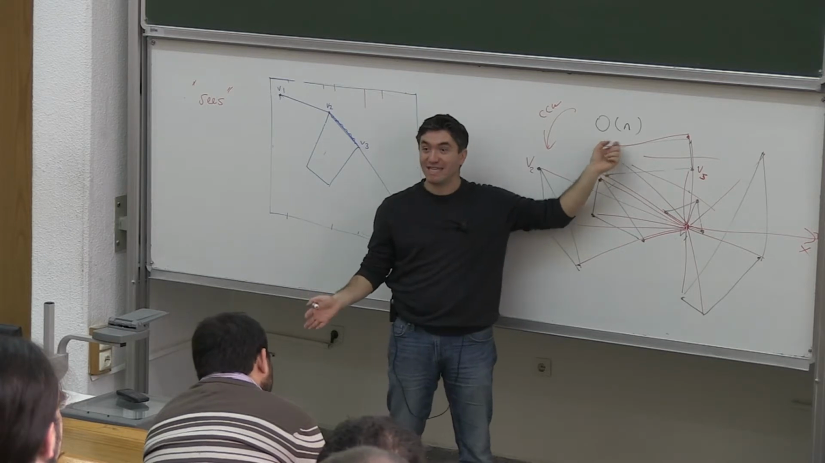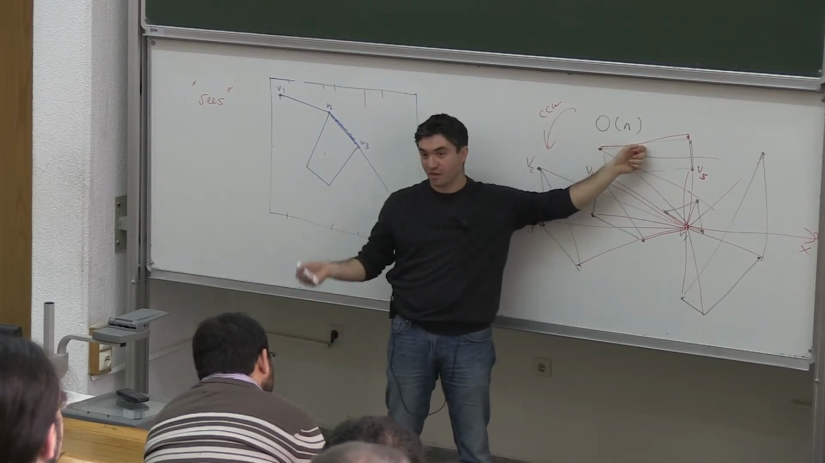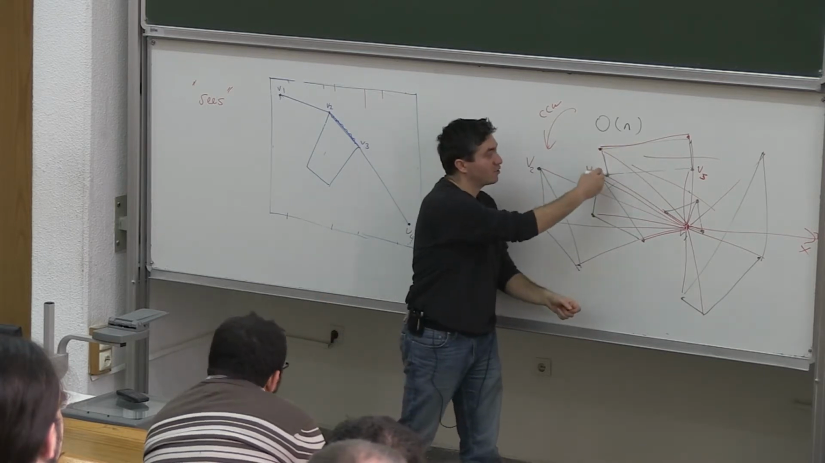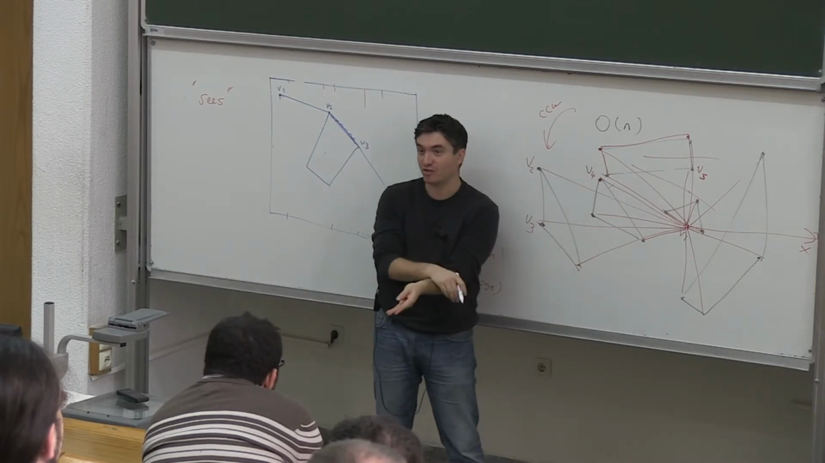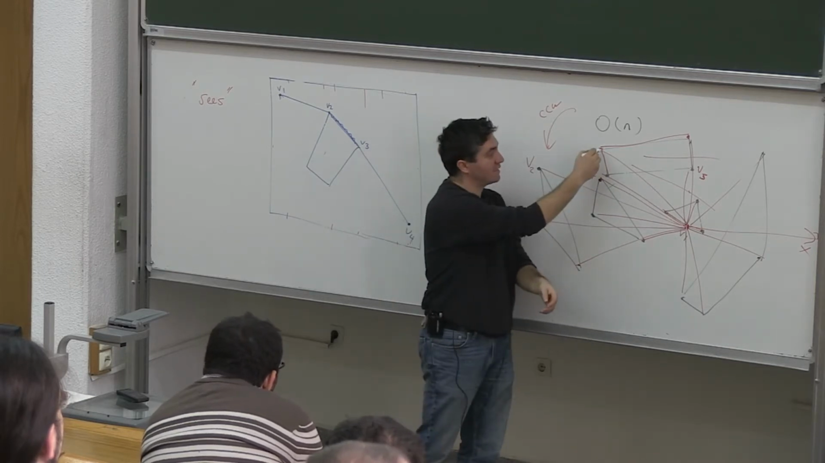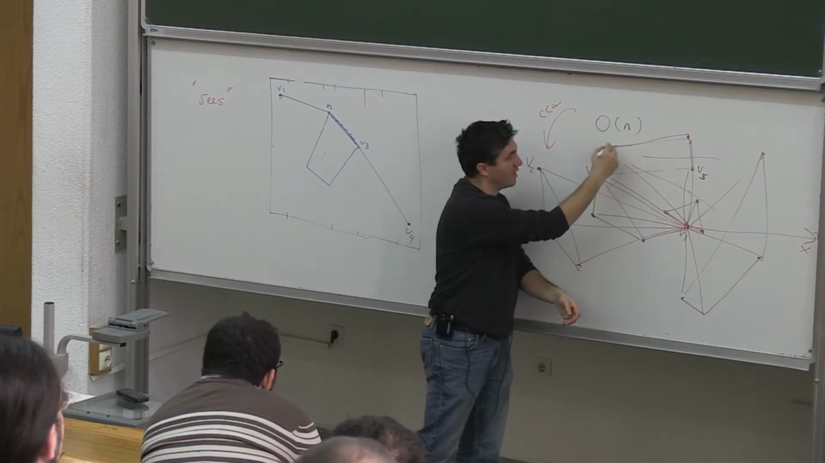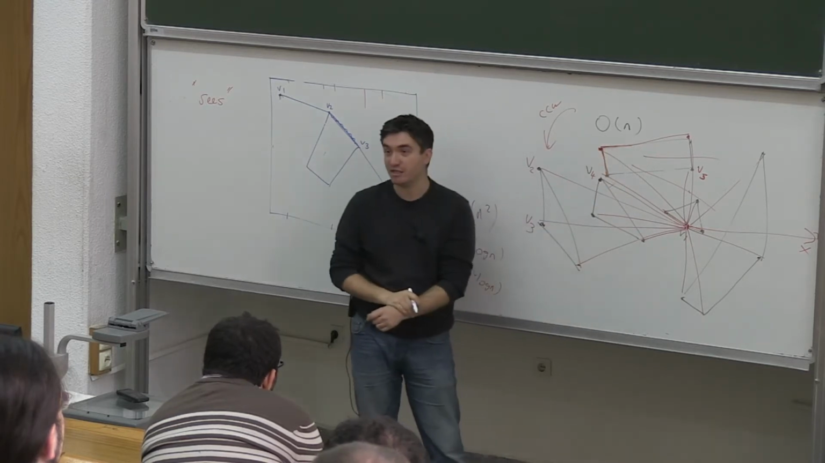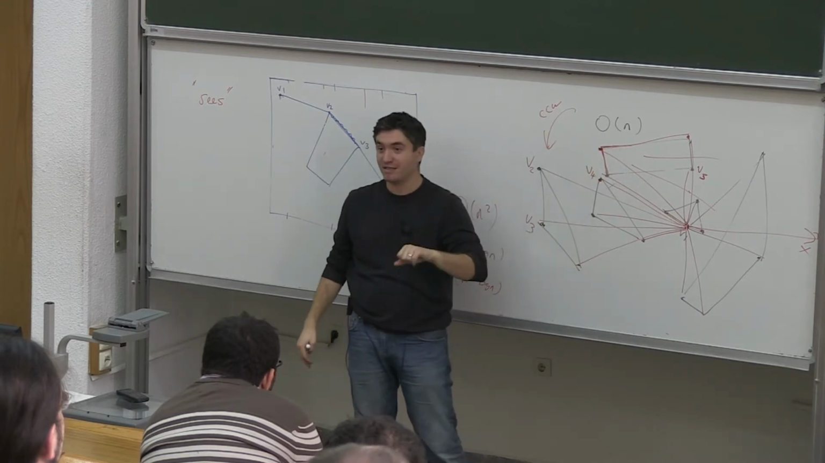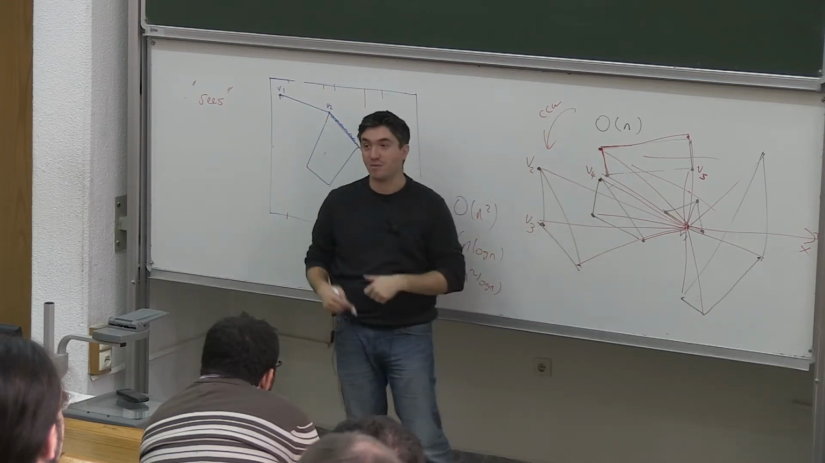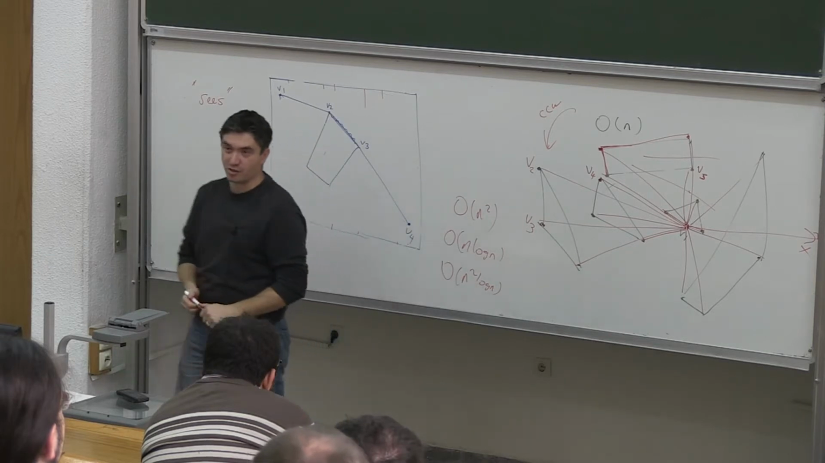So we need to delete this edge from the status structure, and we need to insert this edge into the status structure. If we have simple polygons, a vertex is going to be incident to two edges, and one of them is going to be deleted from the status structure, the other is going to be inserted into the status structure.